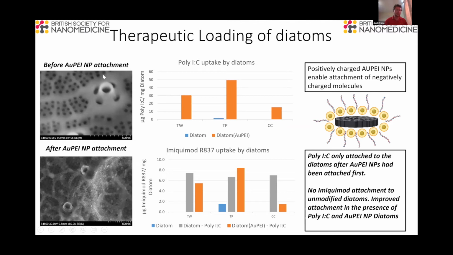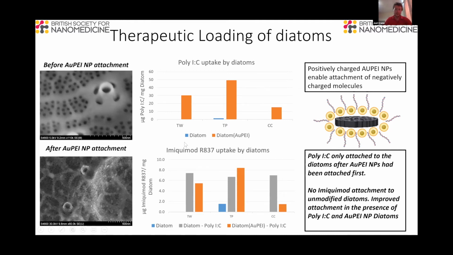So we characterized the diatoms before and after gold nanoparticle attachment using scanning electron microscopy. You can clearly see after the attachment the white dots, which represent the gold nanoparticles. So this was indicative of a successful attachment of nanoparticles onto the diatoms. And then we looked at loading the different immunotherapeutic molecules, poly-IC and imiquimod, onto the diatoms as well.